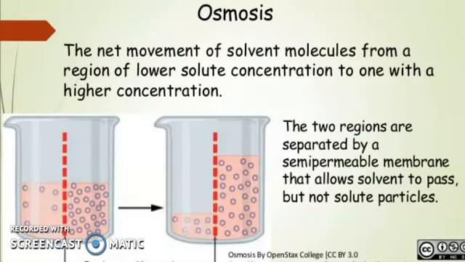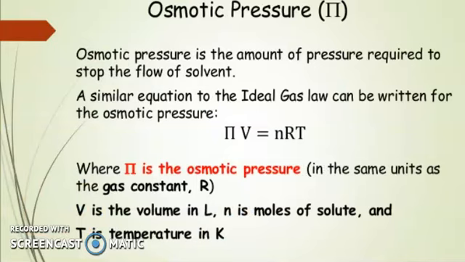Now it is the last topic, osmosis. It is the net movement of solvent molecules from a region of lower solute concentration to one with higher concentration. The two regions are separated by a semipermeable membrane that allows solvent to pass but not solute particles. Osmotic pressure, pi, is the amount of pressure required to stop the flow of solvent.